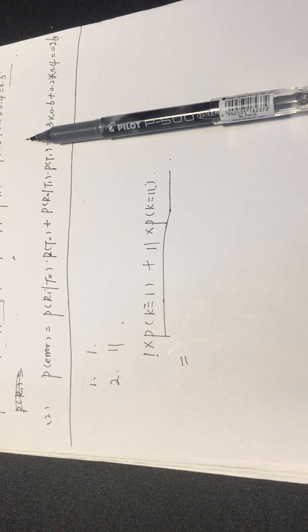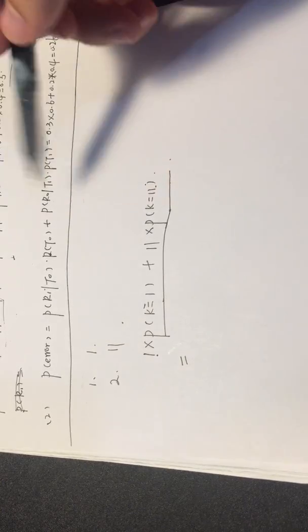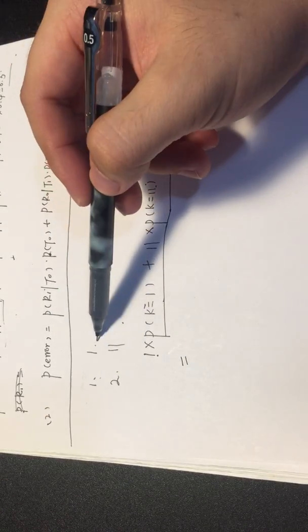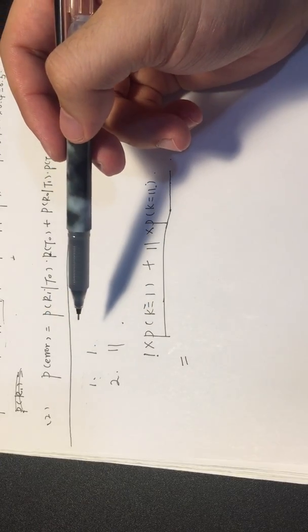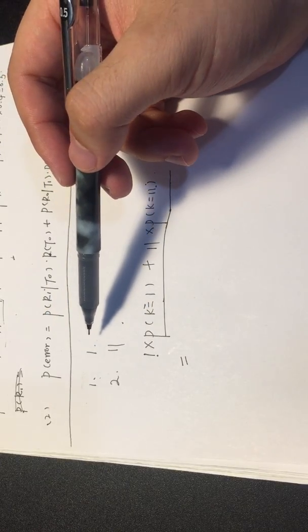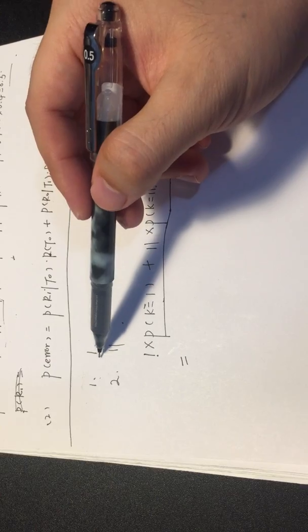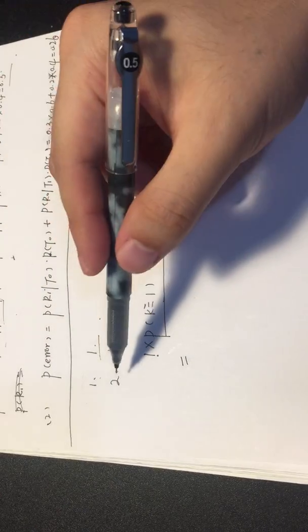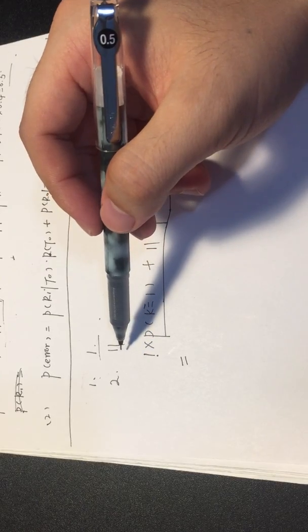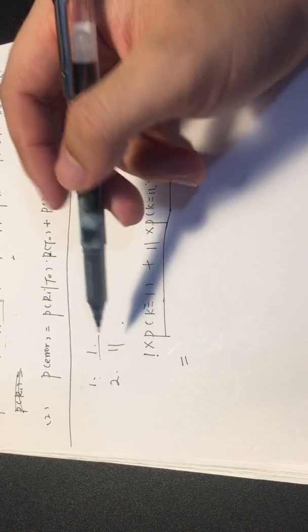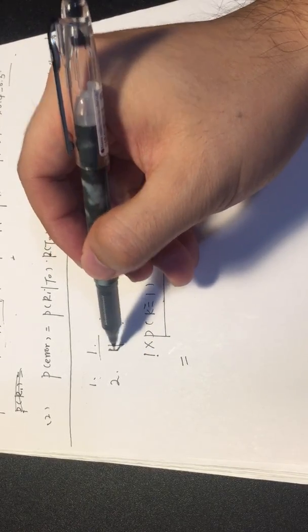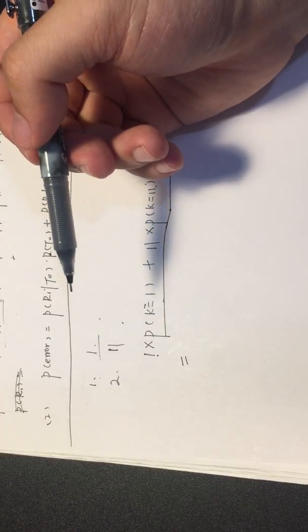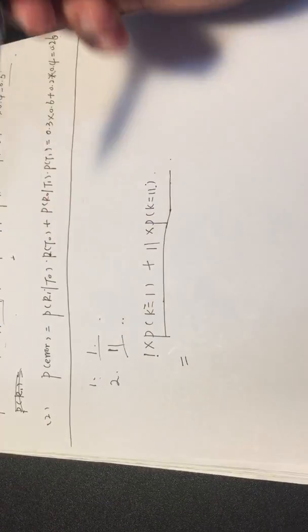So the total number of tests is 11. There are two events. The first event is that they are all safe and their results are all negative, so we only need 1 test. The second event is that we have to remeasure them again. So in the end, we have 11 tests.